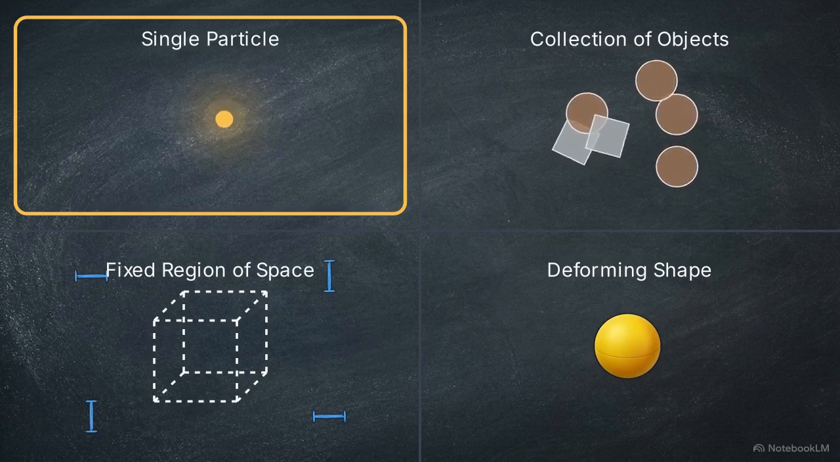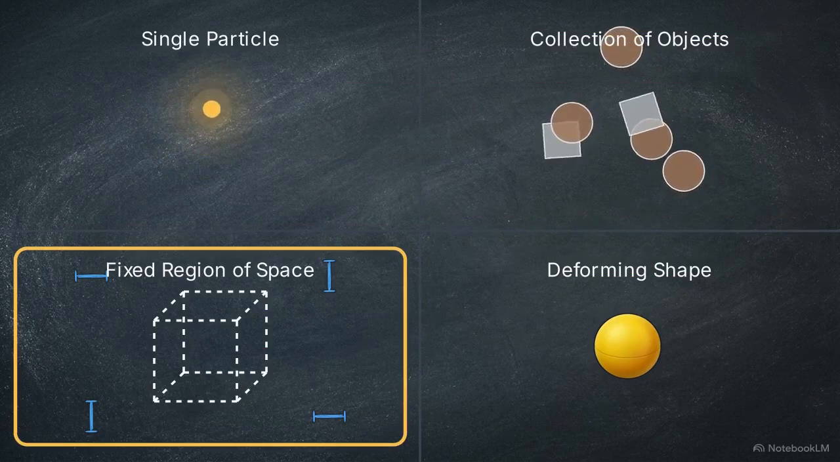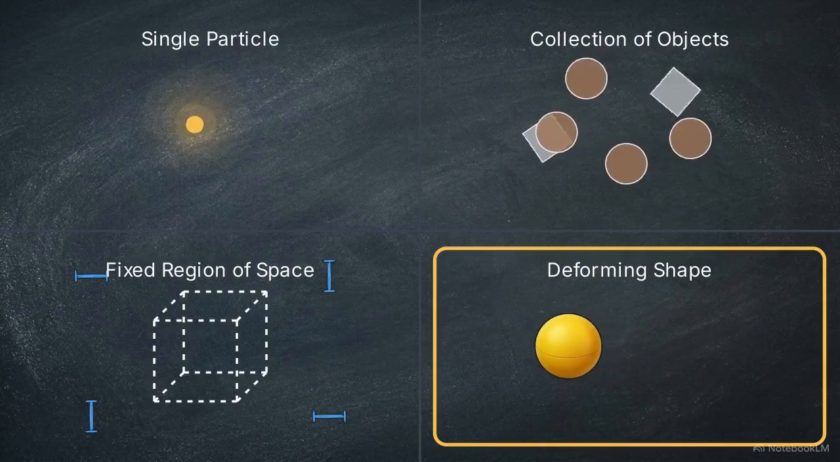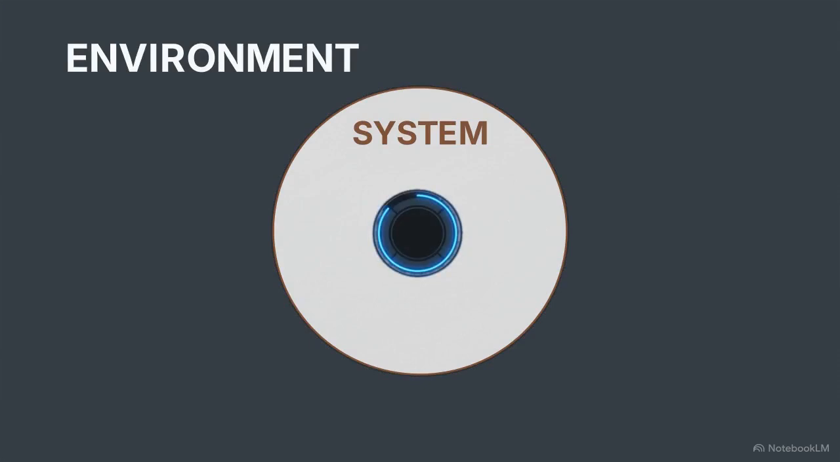A valid system can be a single particle, a massive collection of objects, a fixed region of space, or a physical shape that deforms over time. Once that boundary is established, literally everything else in the universe is classified as the environment.